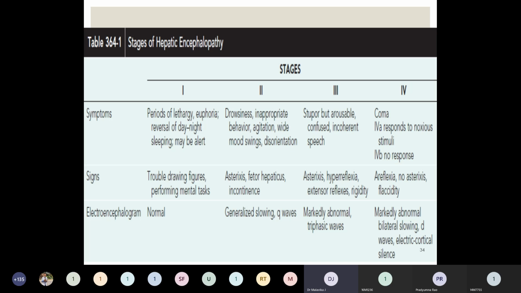Coming to stage 4, the child will be comatose, 4A will be responding to noxious stimuli, 4B there is no response to the stimuli. Coming to the signs, there is areflexia, no asterixis, the child will be flaccid. The electroencephalogram shows markedly abnormal bilateral slowing, delta waves, and electrocortical silence will be seen. So this is an important staging. This is taken from Nelson and is an important component for assessing the child.